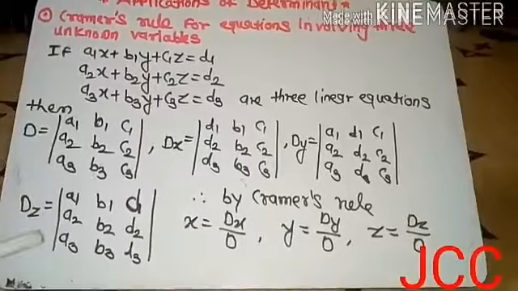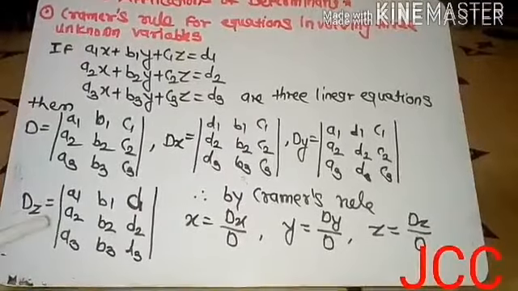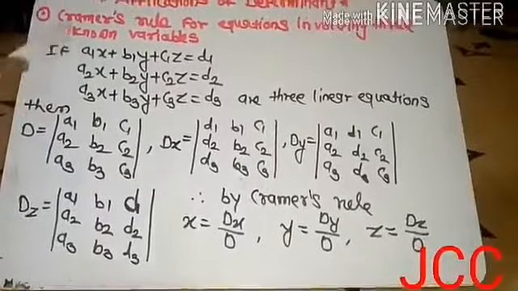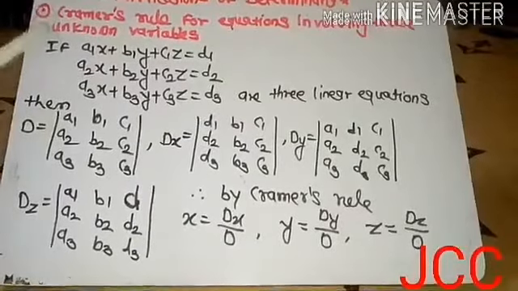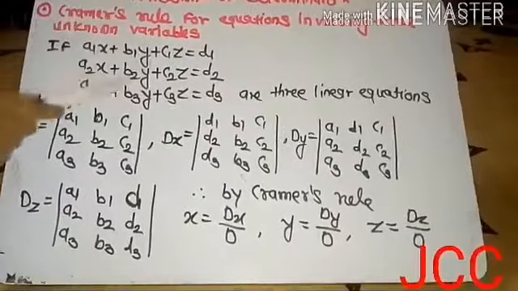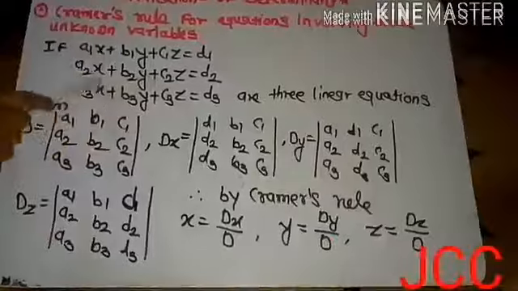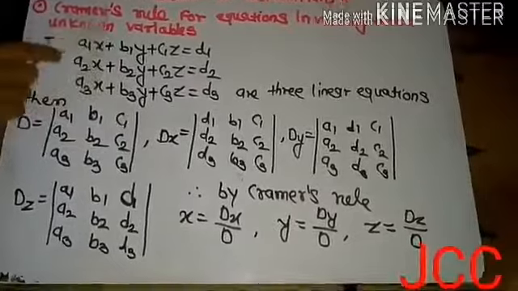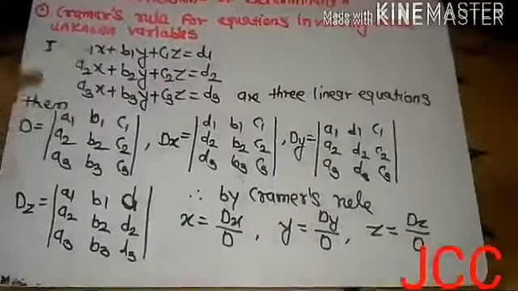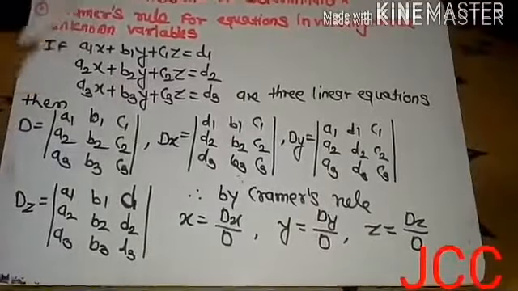Today we see the application of determinants. म्हणजे determinant आपल्याला कुठे यूज करता येईल. Then our first application is Cramer's rule, means to solve three equations with three unknowns x, y, z. म्हणजे असे तीन लिनियर इक्वेशन्स दिलेले असतील आणि x, y, z ची व्हॅल्यू काढायची असेल तर आपण डिटर्मिनंटचा यूज करू शकतो. And that rule is known as Cramer's rule.